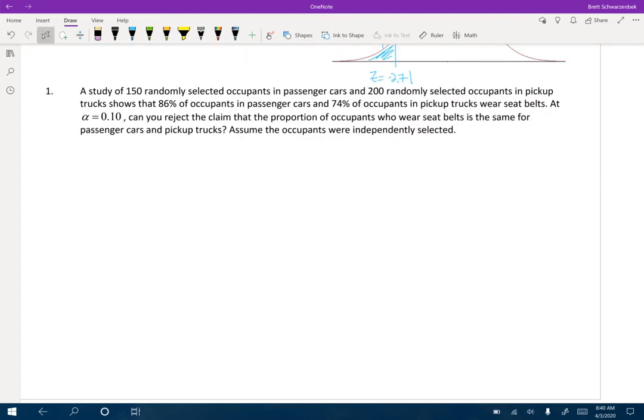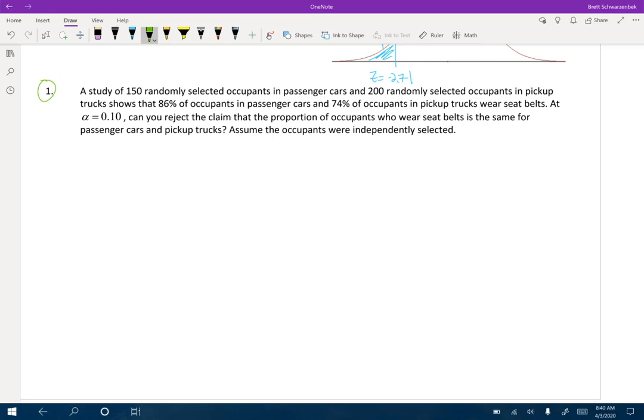All right, so let's do another example. Number 1 says: a study of 150 randomly selected occupants in passenger cars and 200 occupants in pickup trucks showed that 86% of passenger cars and 74% of pickup trucks wear seatbelts. By the way, those are numbers that are low and make me sad. At alpha 0.10, can you reject the claim that the proportion of occupants who wear seatbelts is the same for passengers and pickup trucks? Assume occupants are independently selected.